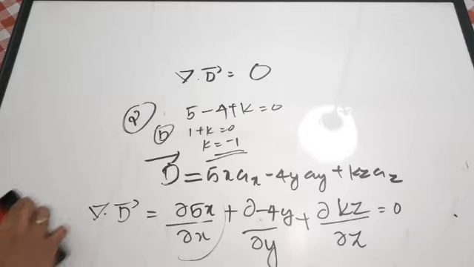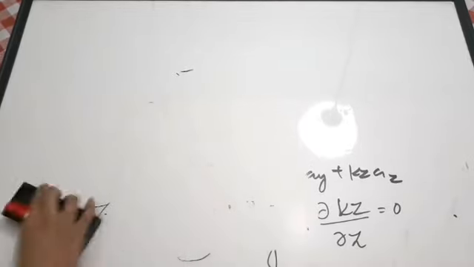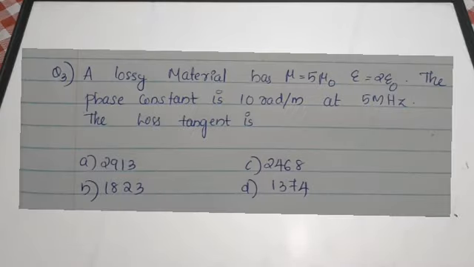Moving on to the third question. I've tried to include a little bit difficult questions in this video. Third question. A lossy material has mu equal to 5 mu 0, epsilon equal to 2 epsilon 0. The phase constant is 10 radians per meter at 5 megahertz. The loss tangent is dash. You need to find what is the loss tangent.